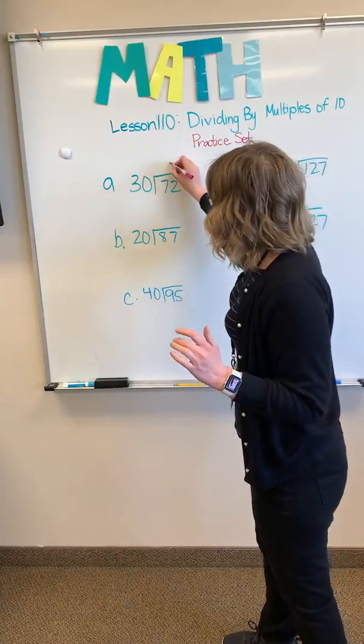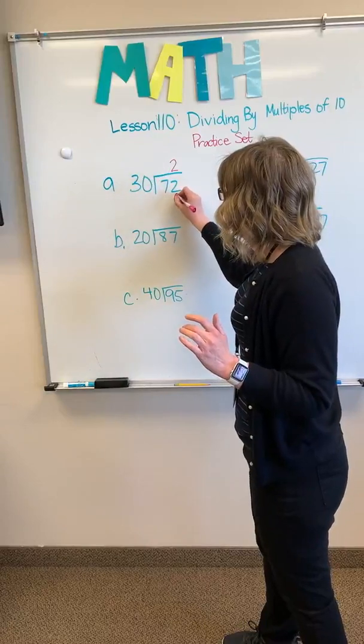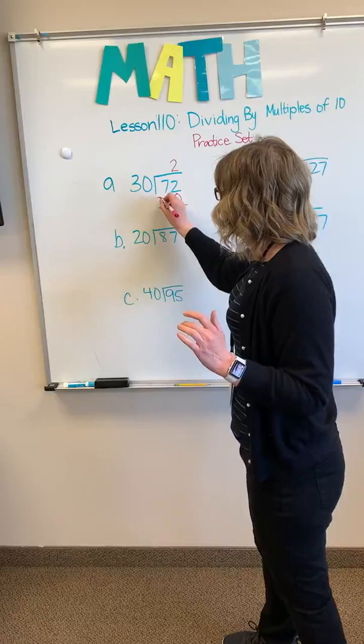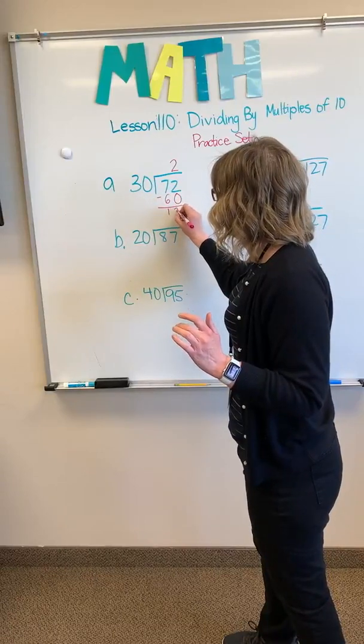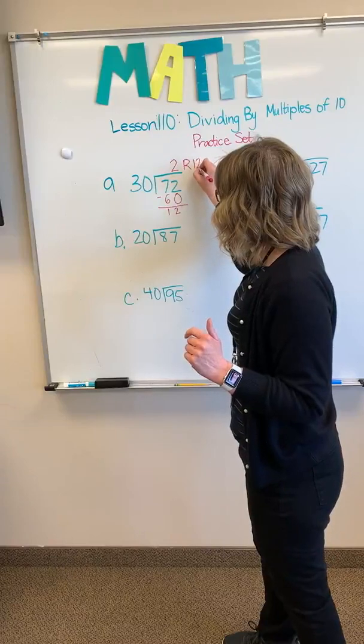So I put a 2 here, 2 times 0, 0, 2 times 3, 6, we subtract, and our remainder is 12.